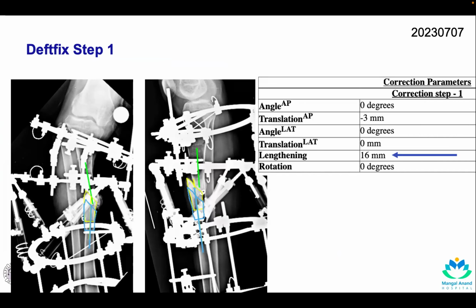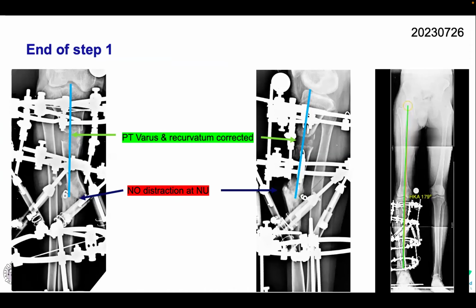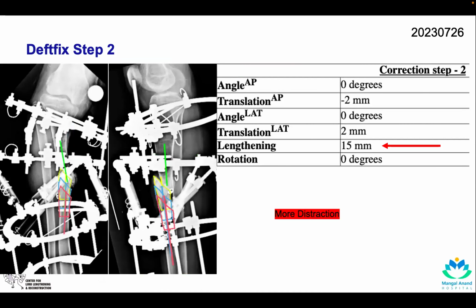After the first step got over, we could see that there was no distraction between the second and the third ring. However, the proximal deformity got corrected with the oblique plane planning and the hinges. His hip-knee-ankle axis now was around 179 degrees. So we gave him a second plan just to do more distraction between the second and the third ring and see whether the fragments got disengaged.